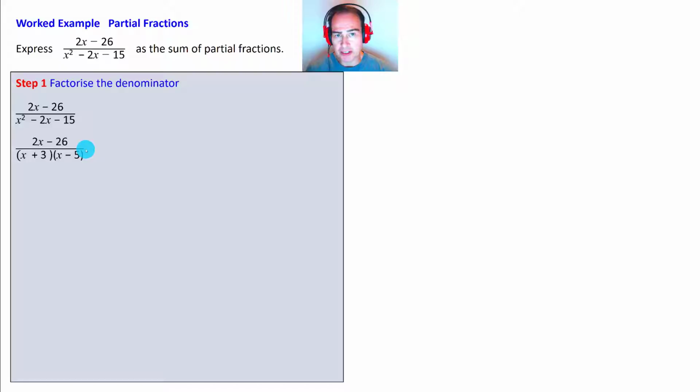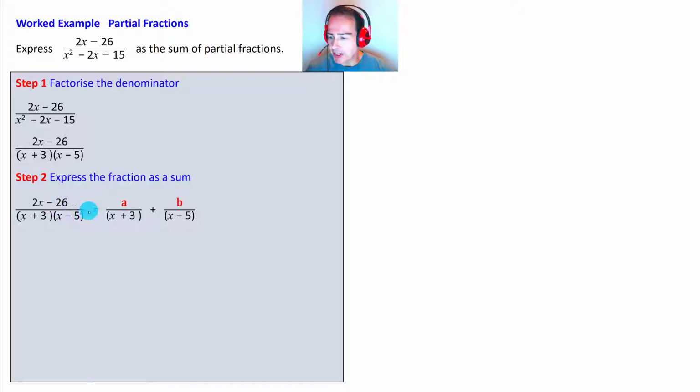So we've factorized the denominator of our rational expression. So that's the first step. The second step is, and this is the key one, to express the fraction as a sum. So even though we've factorized it, we're going to express it as the sum of two parts, each with a denominator equal to one of the factors that we obtained when we factorized this expression.